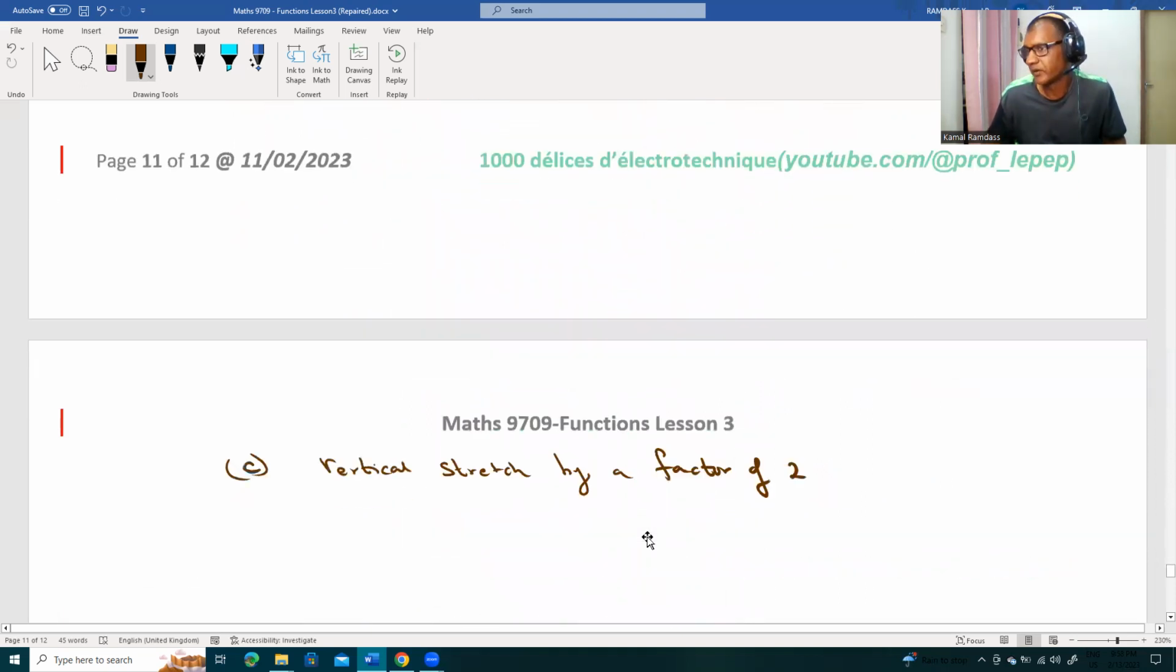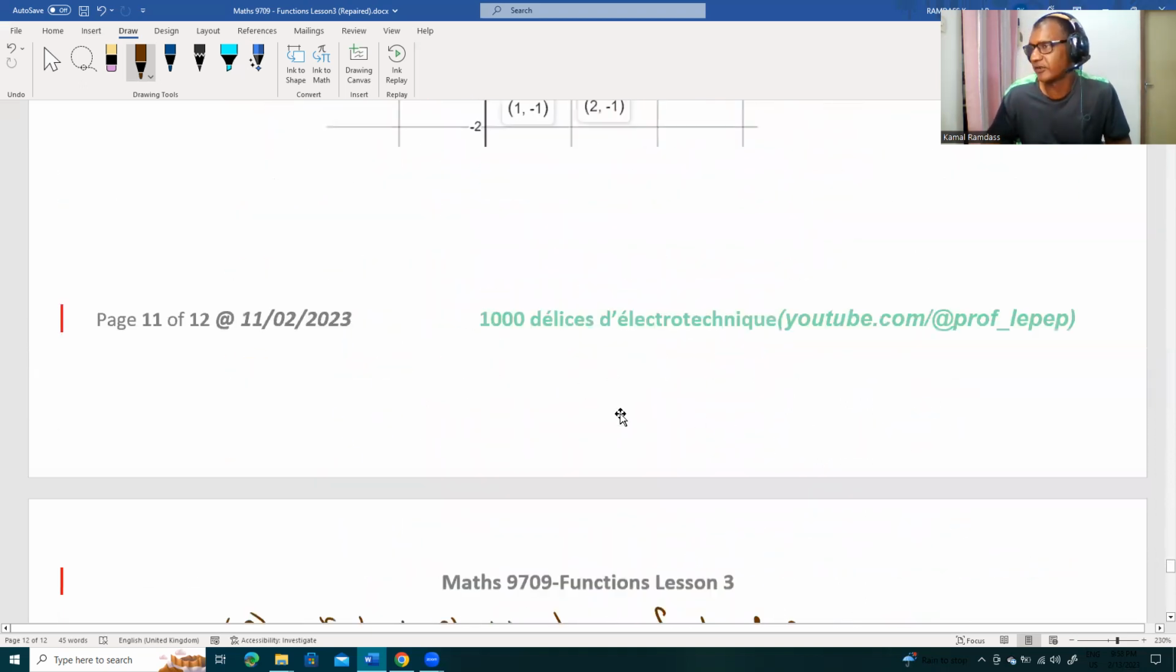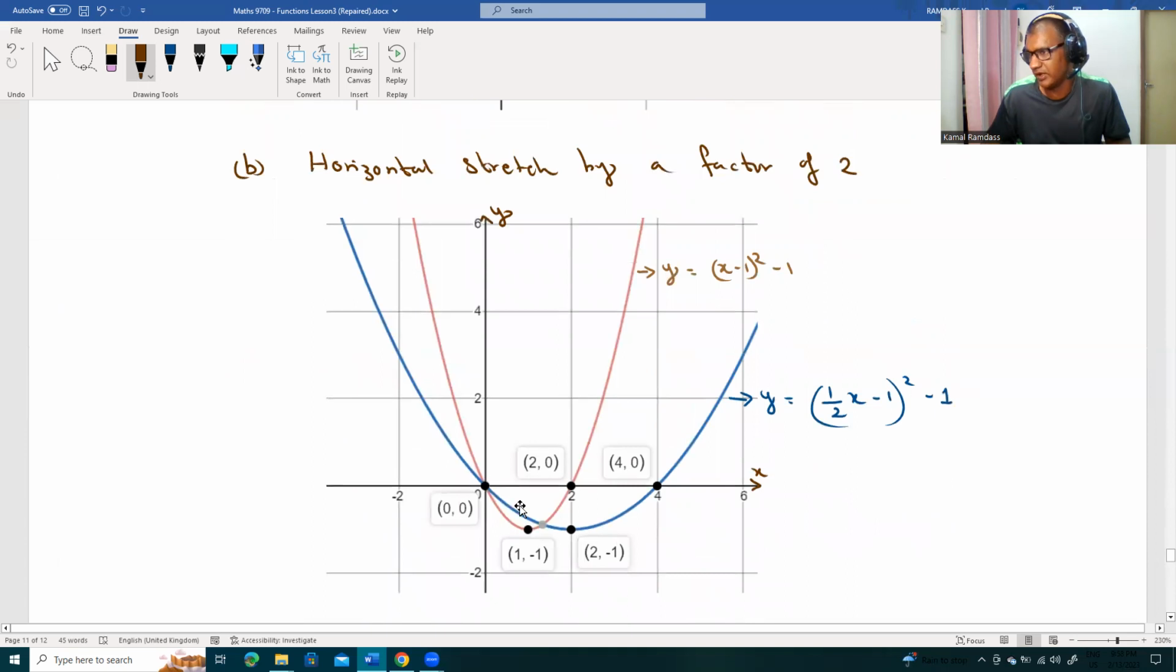Maintenant, nous avons vertical stretch by a factor of 2. Il y a une équation bleue là, la ligne bleue là, y is equal to half x minus 1 to the square minus 1. Vertical stretch by a factor of 2. Bien comprendre, OK? Moi, besoin multiply the whole by 2.